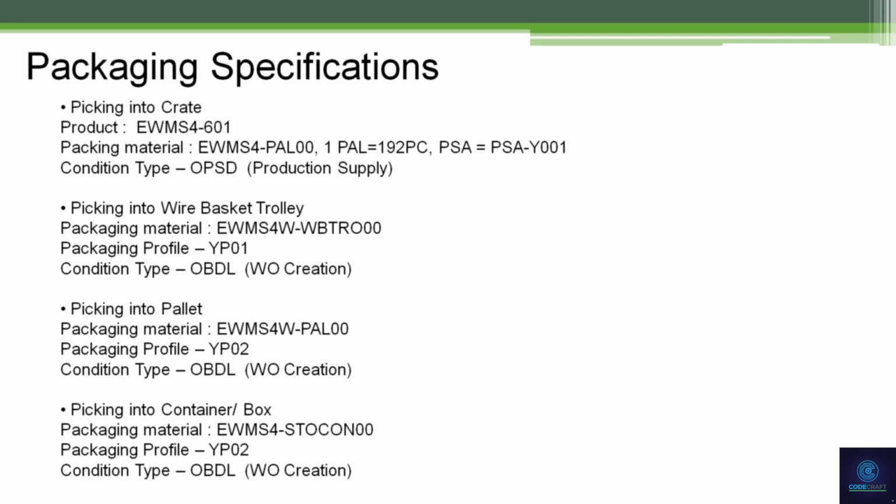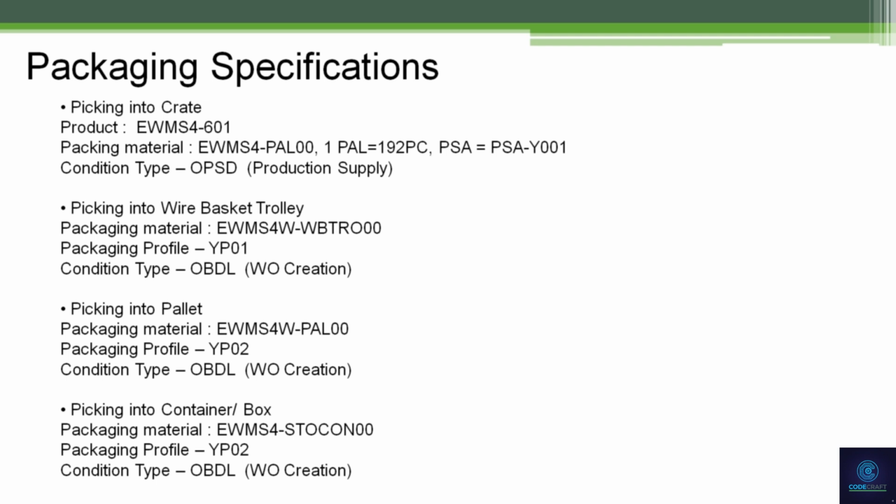So for us to be able to use these packaging specifications, we will extend the condition records to allow us to use the same packaging specification. There is also a packaging specification for production supply purpose. Let us maintain that packaging specification also.